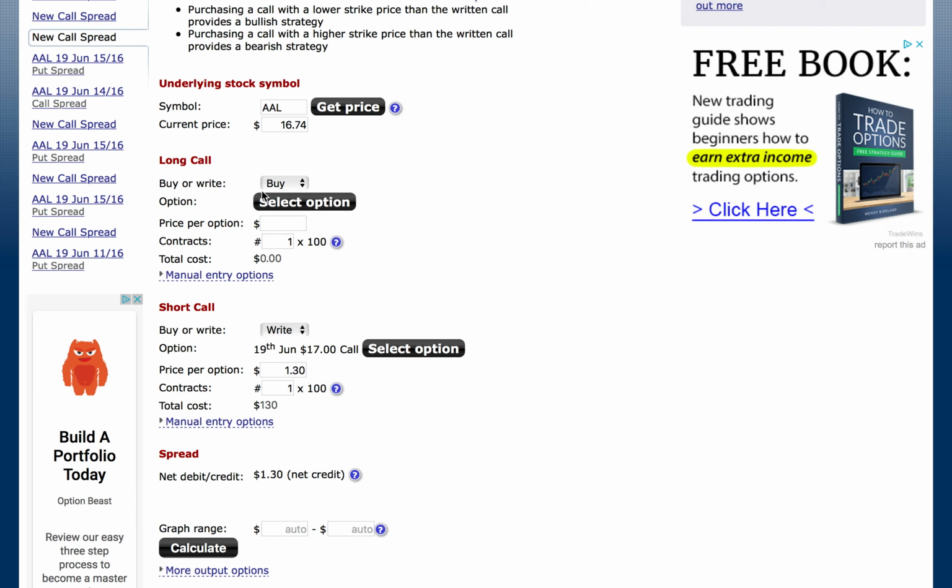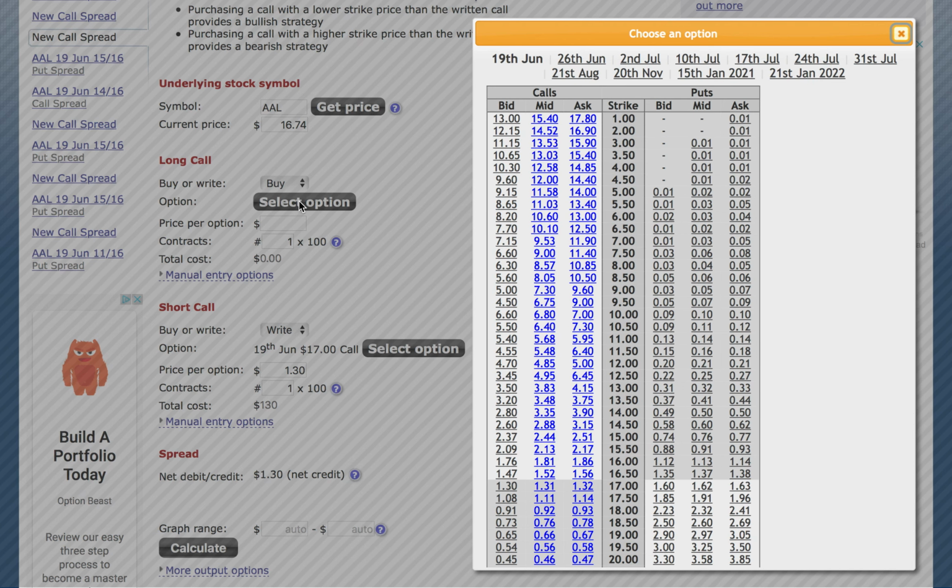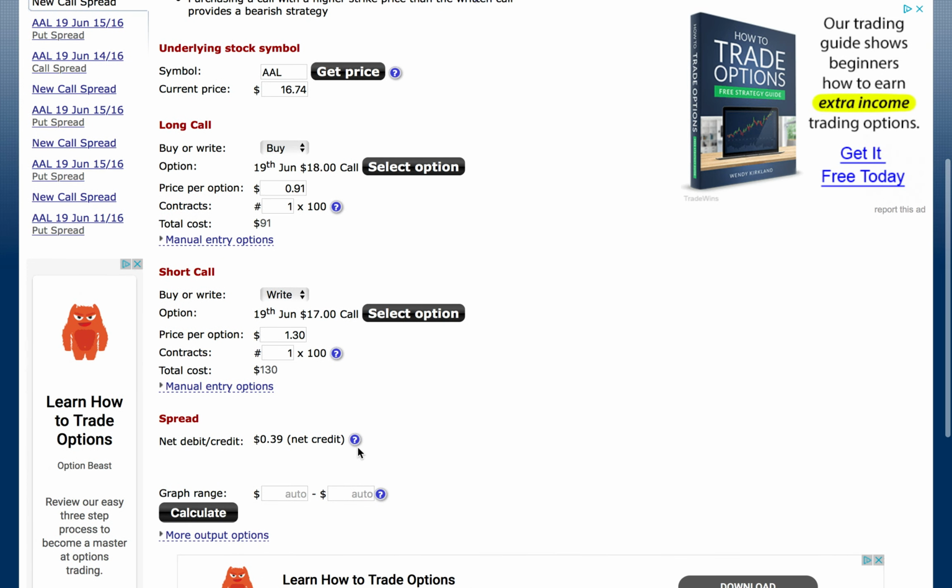So if we go up here to buying a call and we select an option, we want to buy a call where the strike price is a little bit above, or it could be as far above the strike price of the call you sold as you want it to be, but the closer it is, the less risk. So we'll use this $18 strike price for buying the call. And as you can see for this one, I'm going to have to pay 91 cents per share, and there's 100 shares, so I'm going to pay $91, okay? And since I sold this call for $130, but I bought this call for $91, the most I can make here would be 39 cents per share or $39, right?